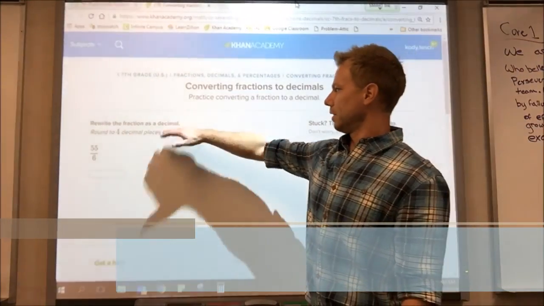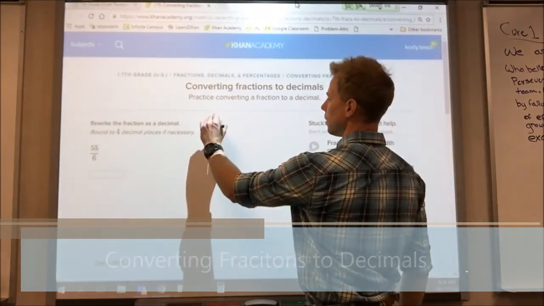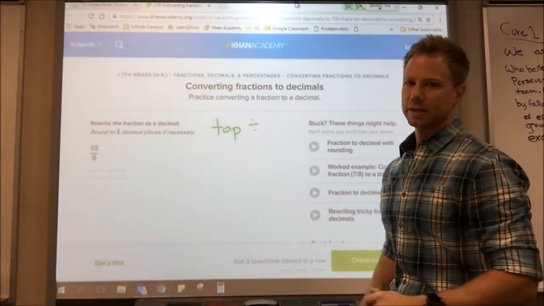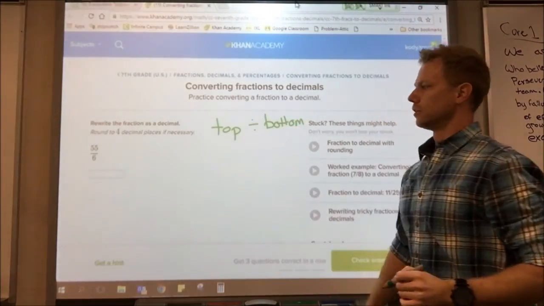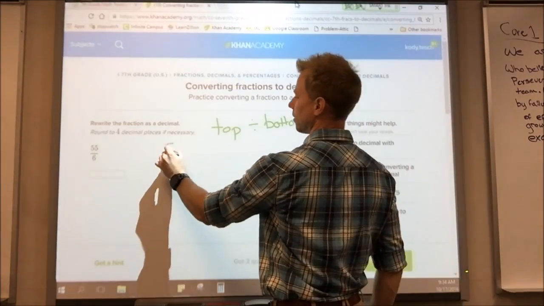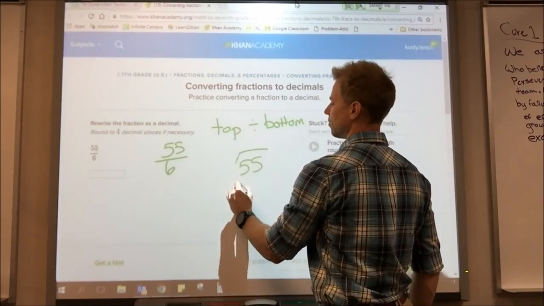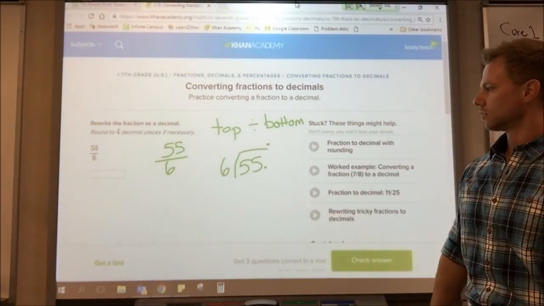All right, we are rewriting the fractions as decimals. So remember, to change a fraction into a decimal, we do the top divided by the bottom. So we have 55 over 6. So we're going to do 55 divided by 6. Put our decimal in place.